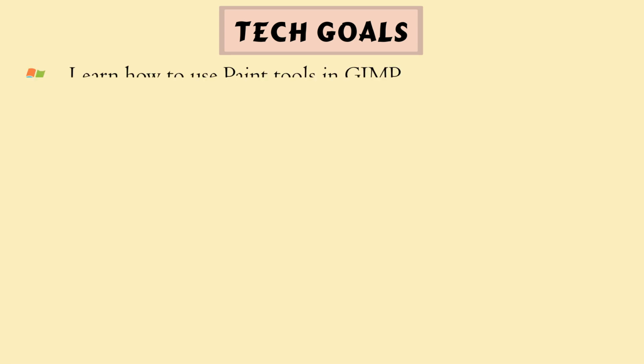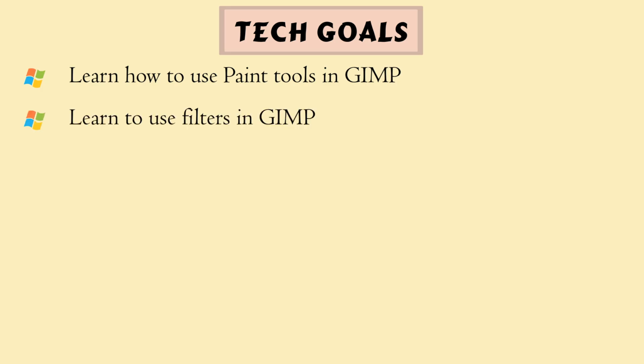Tech Goals. Learn how to use paint tools in GIMP. Learn to use filters in GIMP. There are many paint tools available in GIMP that are used to draw, paint, and modify an image. Some of the paint tools are explained below.